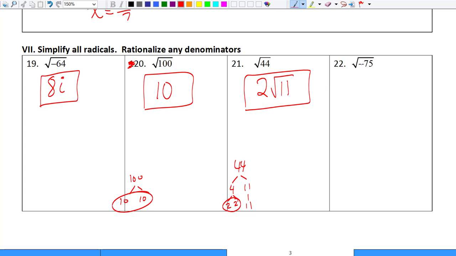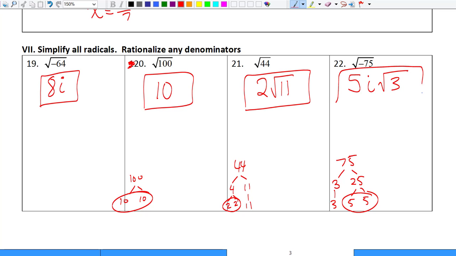Now on this next one, I know I have an i. Anytime you have the square root of a negative, I know I have an i. But I have to do a little bit of work here. So what is 75? That's 3/4, right? 75 cents. So 3 times 25. 5, 5, and 3. So the 5 goes out of the house. The negative comes out and becomes an i. And the only thing left is that single 3, and that is my final answer.